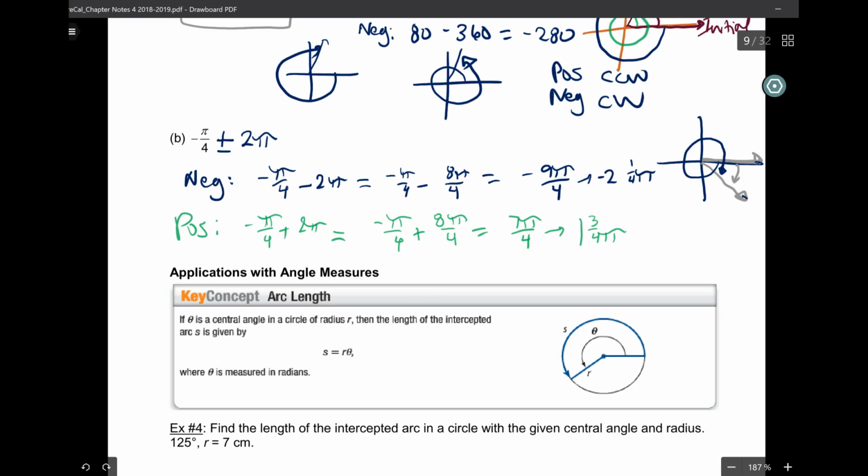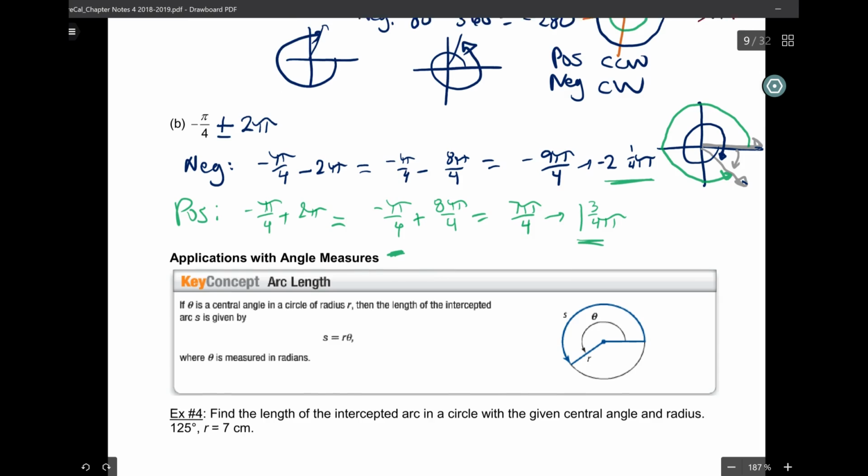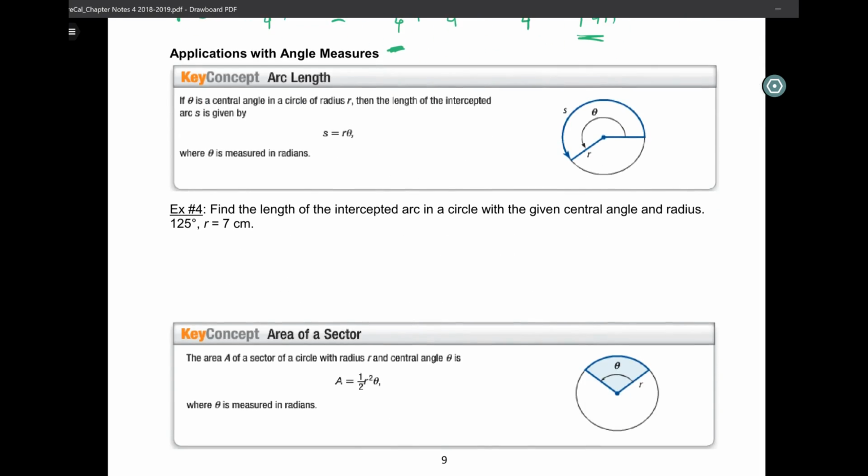So if I start at the initial ray, I go around. Let's see, this is 1 pi. Here's 1.5 pi, 1 3/4 pi. So you can see all three of these, the negative pi over 4, the 1 3/4 pi, and the negative 2 and 1/4 pi, all have the same initial and terminal rays. Okay, next is applications with angle measures.